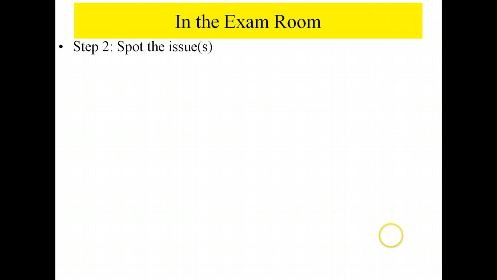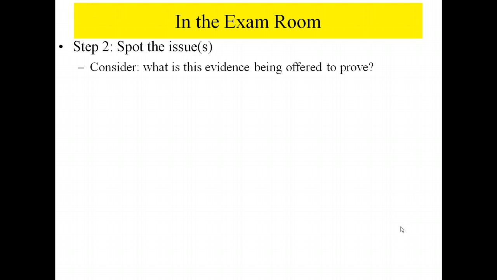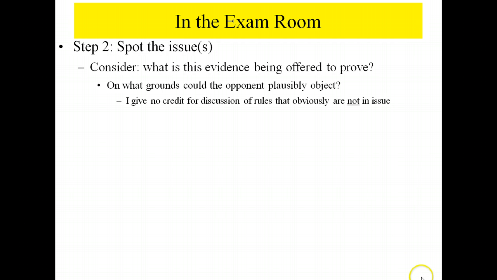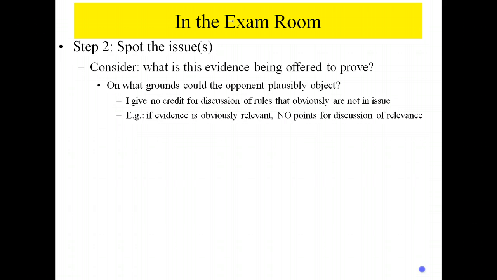Your second task is to spot the issue. Again, this can be very difficult to do. So start out by considering what the evidence is being offered to prove. Ask yourself, on what grounds could the opponent plausibly object? If there is no real issue about whether the evidence meets a rule, then I don't give credit for discussion of those rules. For example, if evidence is obviously relevant, I do not give credit for a discussion of relevance.